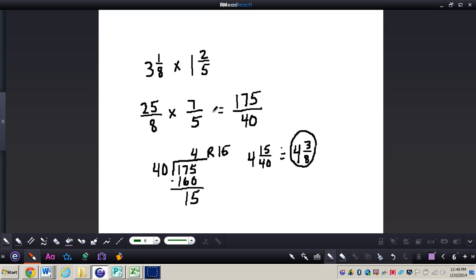So this is how you multiply mixed numbers. Remember, the first step is you just change your mixed numbers to improper fractions. Then from there you multiply fractions like we've completed and that we've done in previous videos. If you have any questions about multiplying mixed numbers, please come and see me.